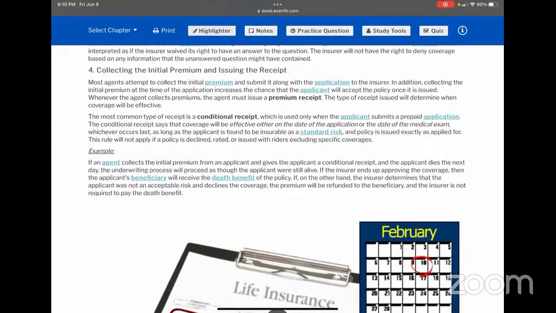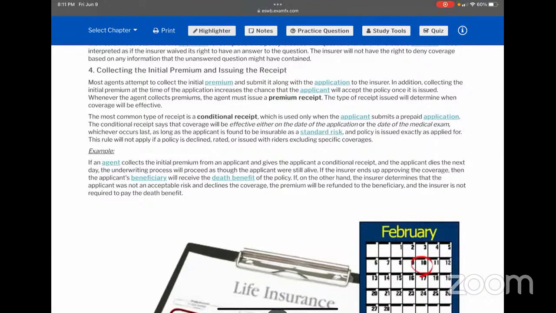All right. Collecting the initial premium and issuing the receipt. Most agents attempt to collect the initial premium and submit it along with the application to the insurer. In addition, collecting the initial premium at the time of the application increases the chances that the applicant will accept the policy once it is issued. Whenever the agent collects premiums, the agent must issue a premium receipt. The type of receipt issued will determine when coverage will be effective.